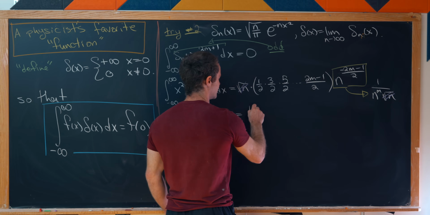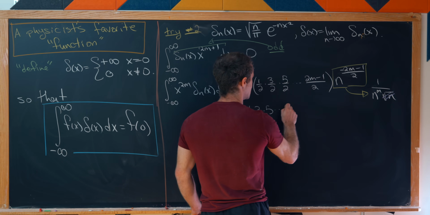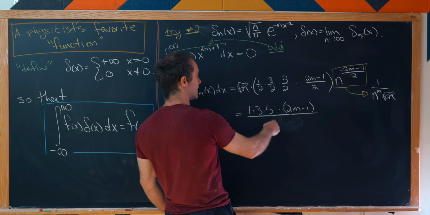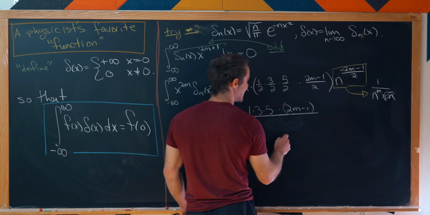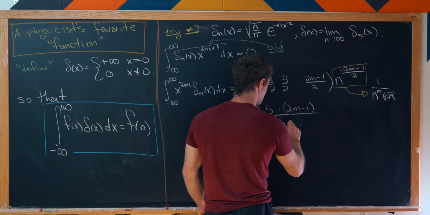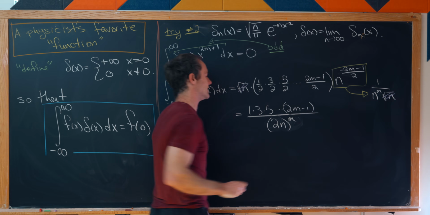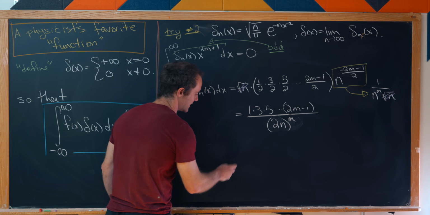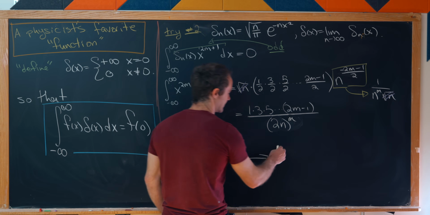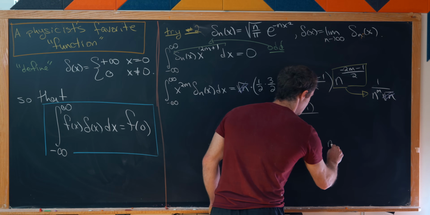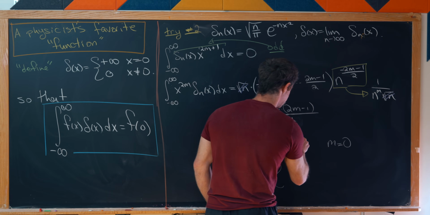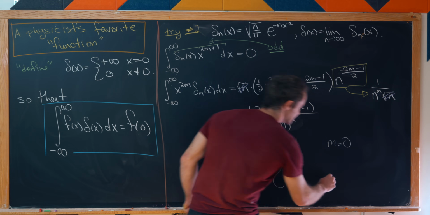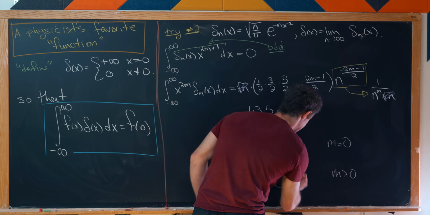So let's notice that this will be 1 times 3 times 5, ending at 2m minus 1 in the numerator. In the denominator, we'll have 2 to the n times n to the m, so that'll be 2n all to the power of m. But now let's notice that if we apply our limit as n goes to infinity, two different things happen. So if m is equal to 0, we simply get the number 1. But if m is bigger than 0, we'll get 0.